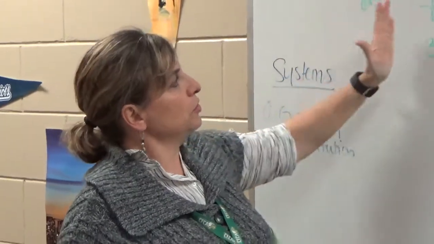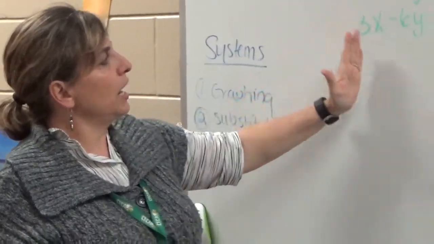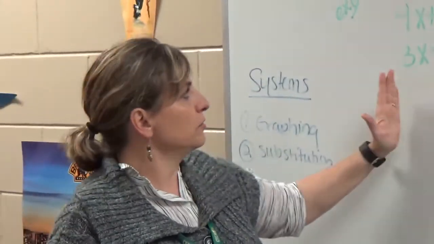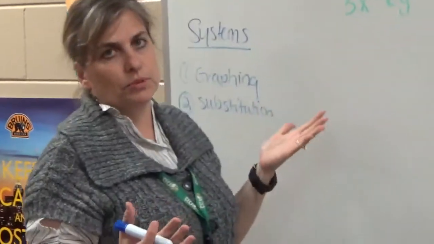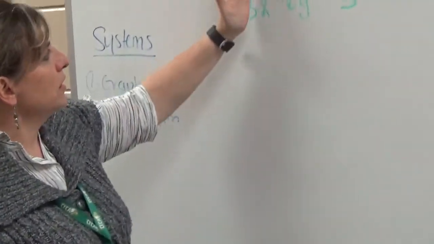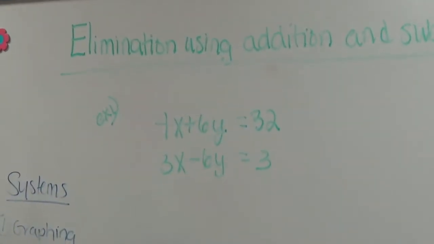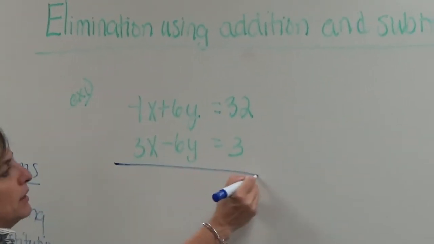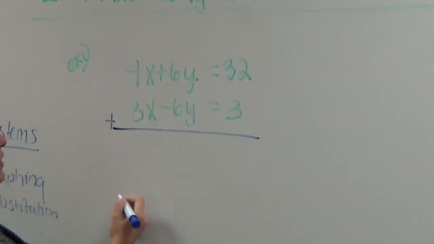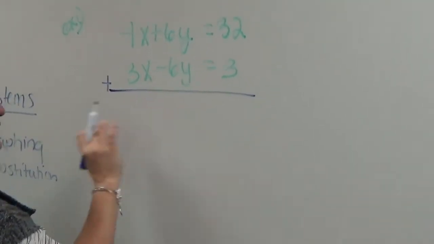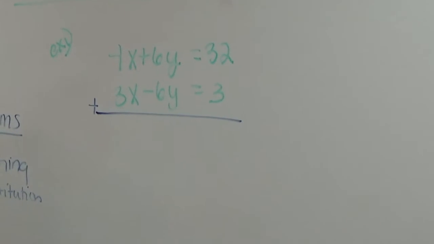So here's what you do. You basically line up your x's, your y's, and your numbers. Notice this problem was given to us very nicely. We have x's lined up, y's lined up, and numbers lined up. Guess what? You get to basically make this an addition sign. If I can cancel anything out, that's my goal.